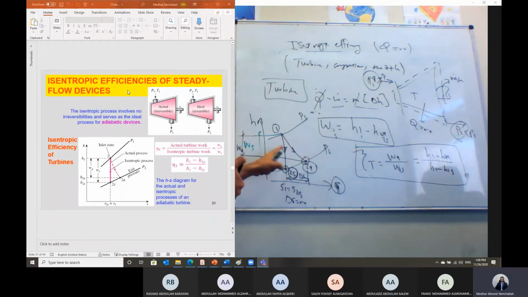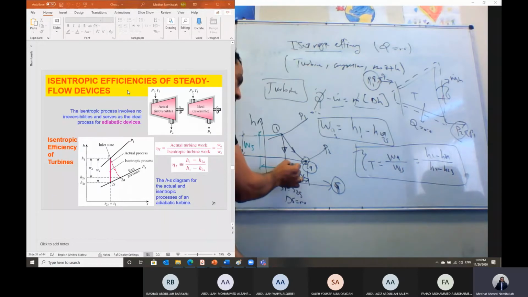Actual specific work is the difference H1 minus H2 actual, and isentropic work is the difference H1 minus H2S. H2S is the condition at which the flow leaves at the same entropy as the inlet station. Okay, is that clear, guys? Yes, so it depends on the exit only. Yes, but for both cases, guys, how do we link point 1 and 2S? S1 is the same as S2S, which is the entropy is constant. Okay, so in the process from 1 to 2, S1 is the same as S2S.